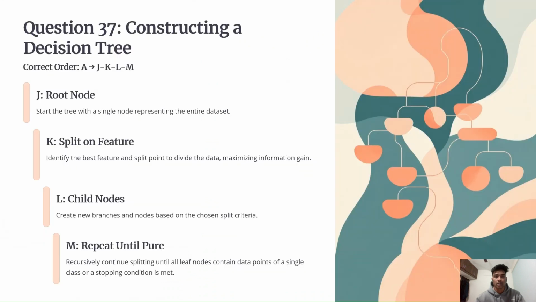So our next question now, question 37. Building a decision tree. The correct order here is JKLM. J, root node: start with the entire data set. K, split on feature: pick the best feature that divides the data. L, child nodes: create branches for the resulting groups. And M, repeat until pure: keep splitting until leaf nodes are pure or we hit a stopping rule. This is the natural flow of decision tree construction.